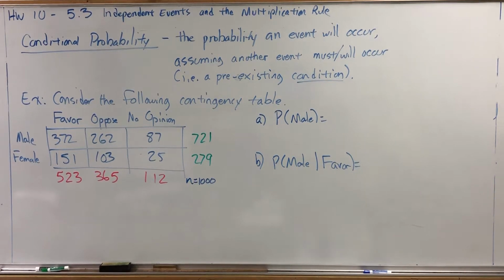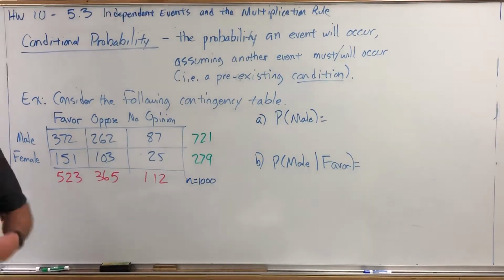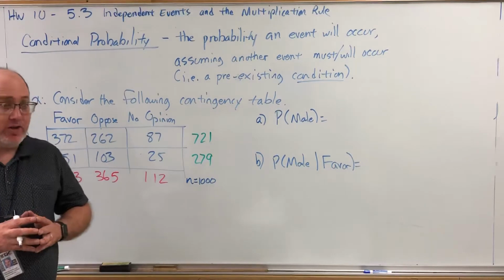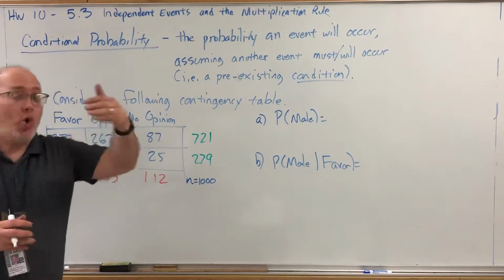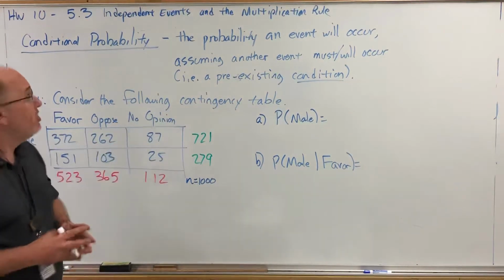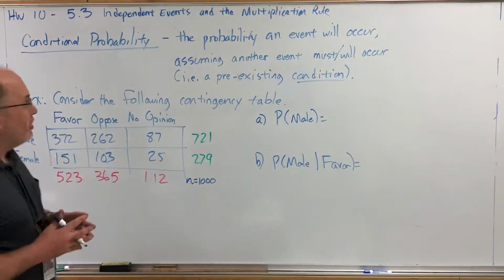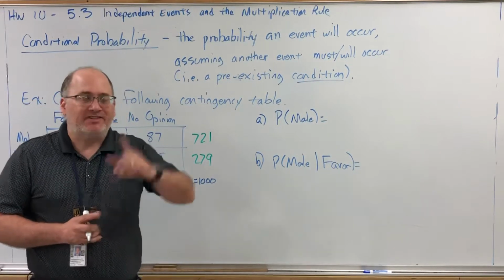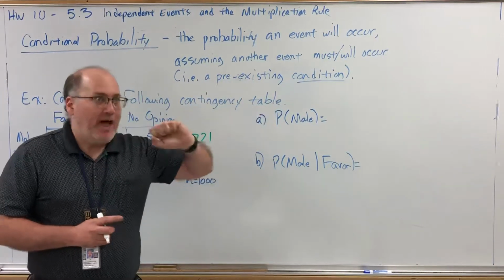Homework 10, Section 5.3, Independent Events and the Multiplication Rule. In the previous series of videos, we talked about mutually exclusive events and the addition rule. Those probabilities were basically of the form the probability of this or that happening. This section will talk about the multiplication rule, which addresses probabilities of this and that happening.